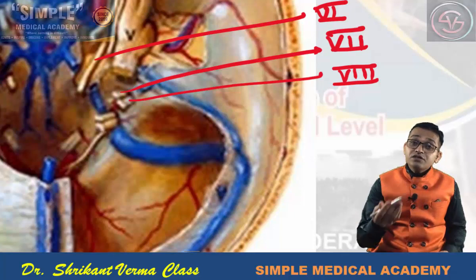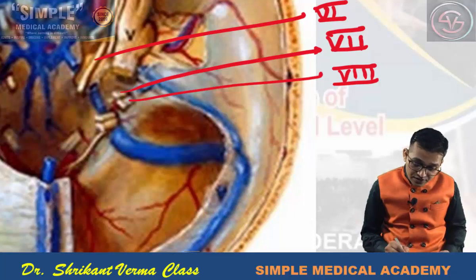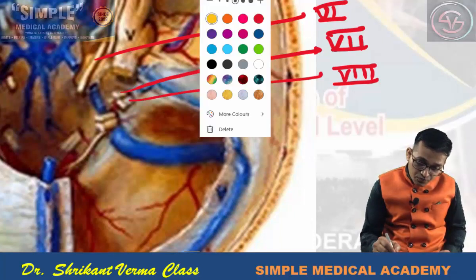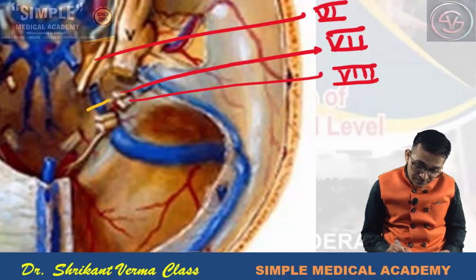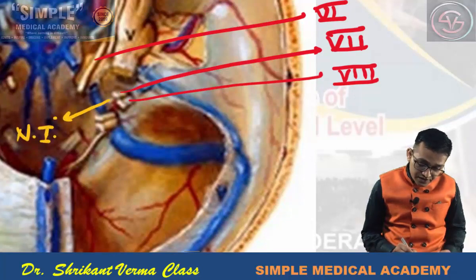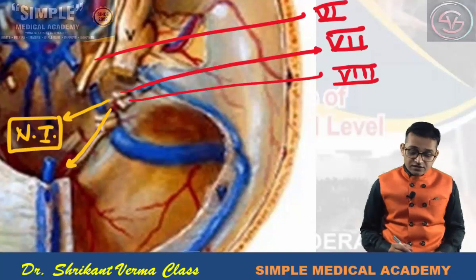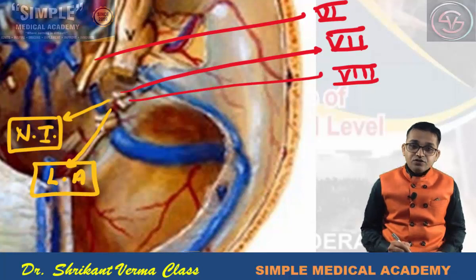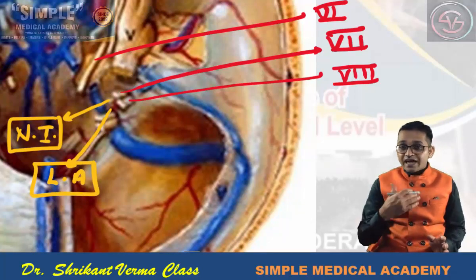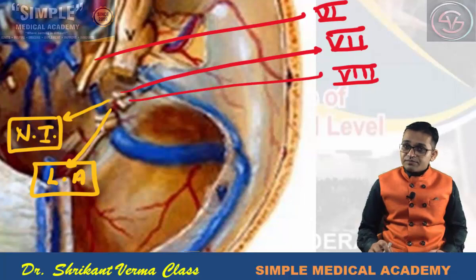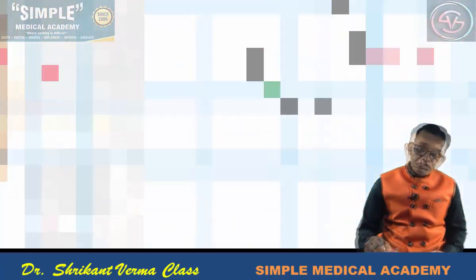But here the other structures are visible. Can you see one small nerve which is intermediate in position? This is known as nervus intermedius, while one red color dot is also located here. This is the artery for the internal ear, that is the labyrinthine artery. So we are going to draw the diagrammatic presentation of this internal acoustic meatus.